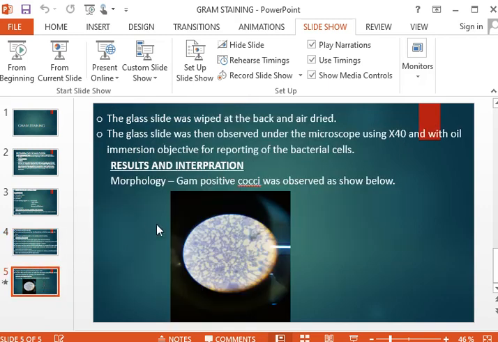The glass slide is then left to air dry, and after air drying, you can now observe your glass slide under the power 40 objective of the microscope to observe the staining characteristics, and then under the oil immersion objective for observation of the bacterial cells. So below here is an example of what can be seen for a gram positive slide, and for a gram negative, the entire area here would be pink or reddish.